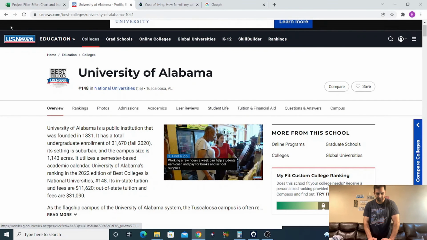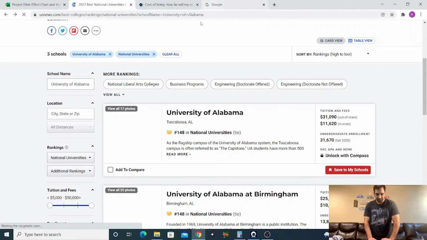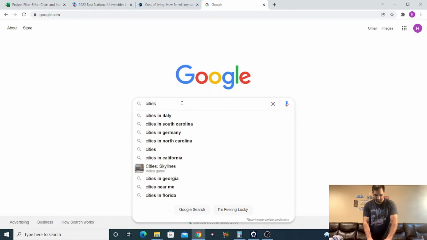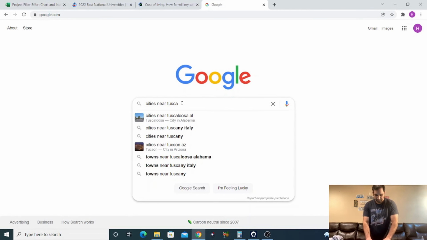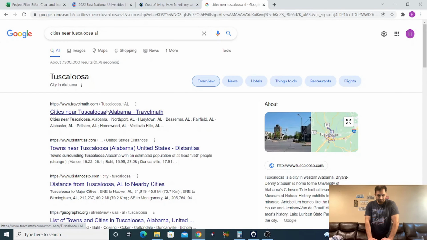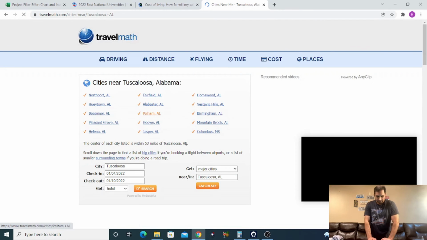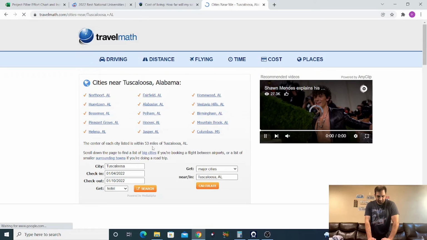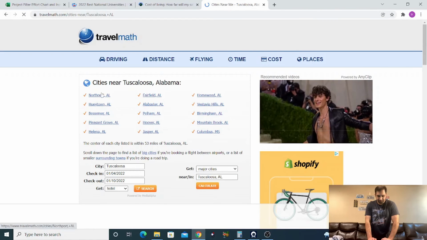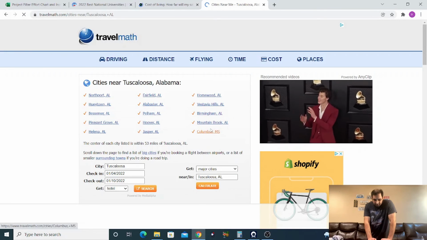So for Alabama, I'm gonna search cities near the city. Alright, so let's say cities near Alabama. Alright, so if I go to Travel Math here, the city center of each of these is within 3 miles of Tuscaloosa. You can see these cities are pretty close.